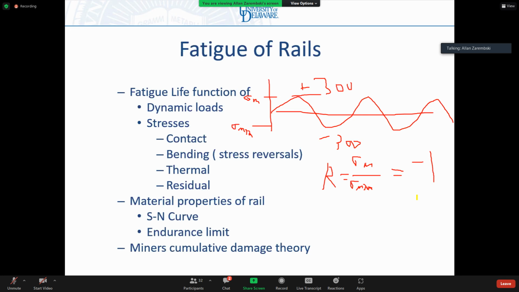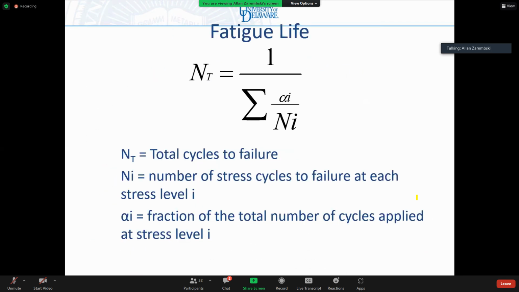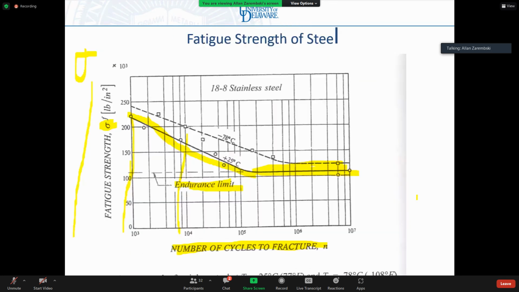This is a complete stress reversal. And most SN diagrams, such as this, are always calculated based on R equal minus 1, a complete stress reversal, because that's how it's normally tested.